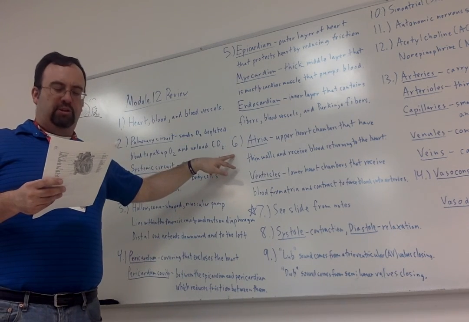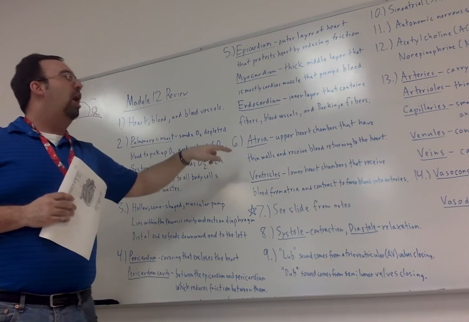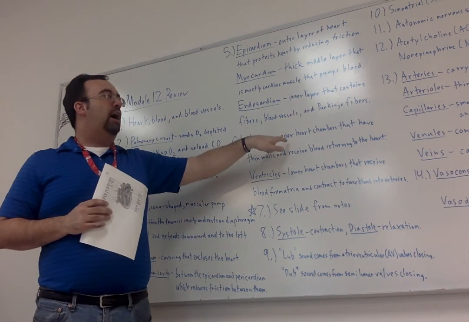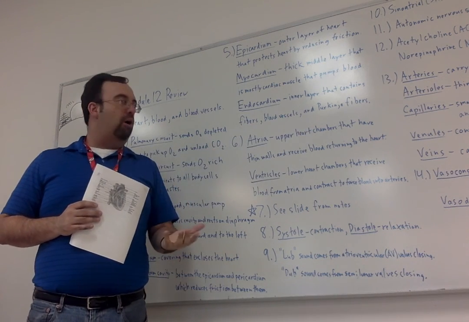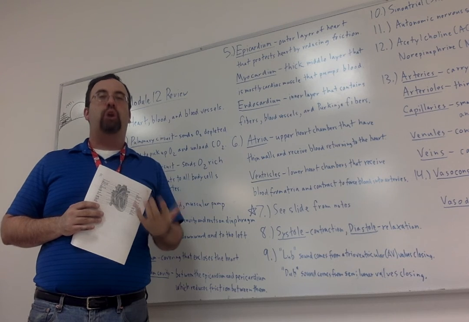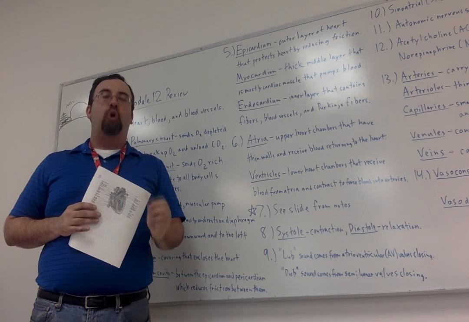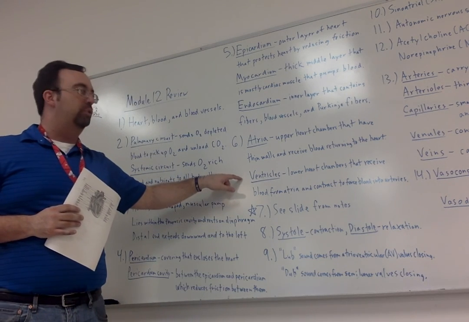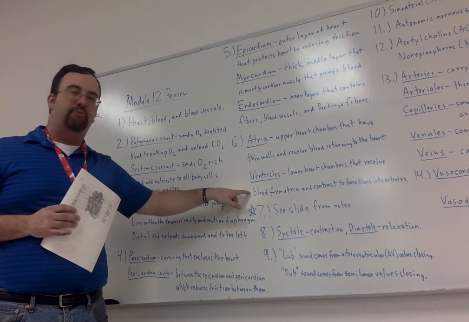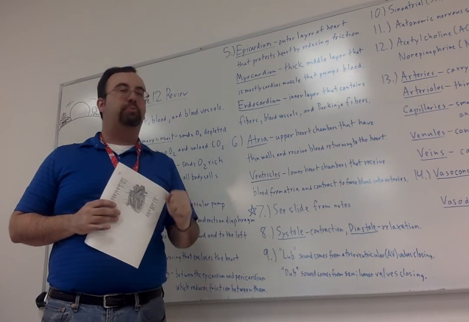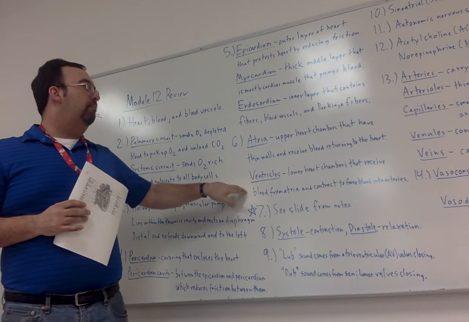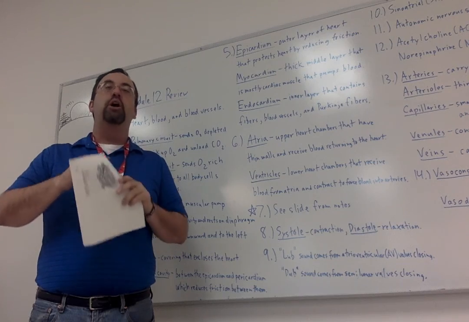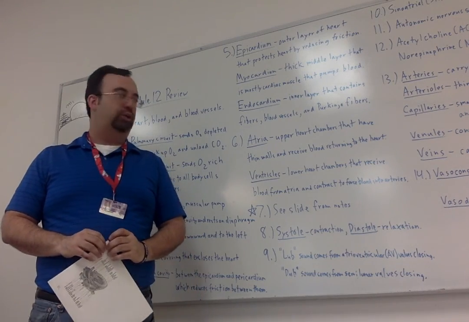Next, we're going to describe the two types of heart chambers. On the top, we have the atria, which is the plural of atrium. These are the upper heart chambers that have thin walls and receive blood returning to the heart. And the reason the walls are thin is because it's only pumping blood down to the lower chambers of the heart, which are the ventricles. And so the ventricles will receive blood from the atria, and they contract to force blood into arteries. So the walls here obviously have to be much, much thicker because, again, you're trying to force blood through your blood vessels using pressure.